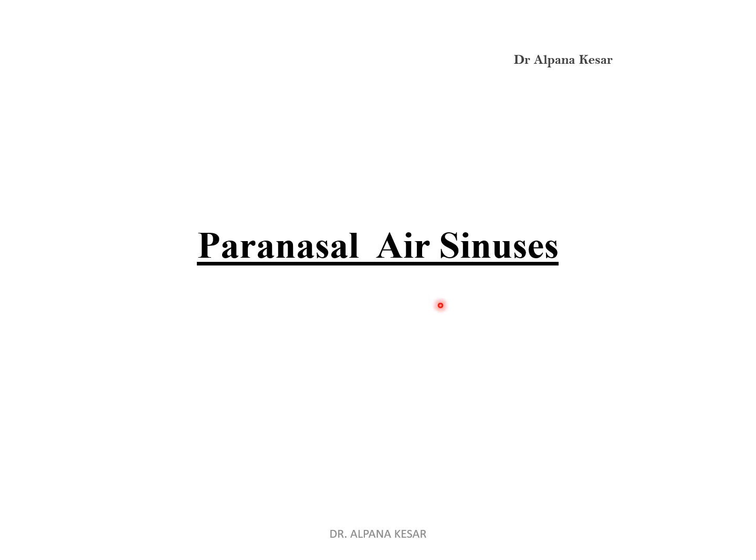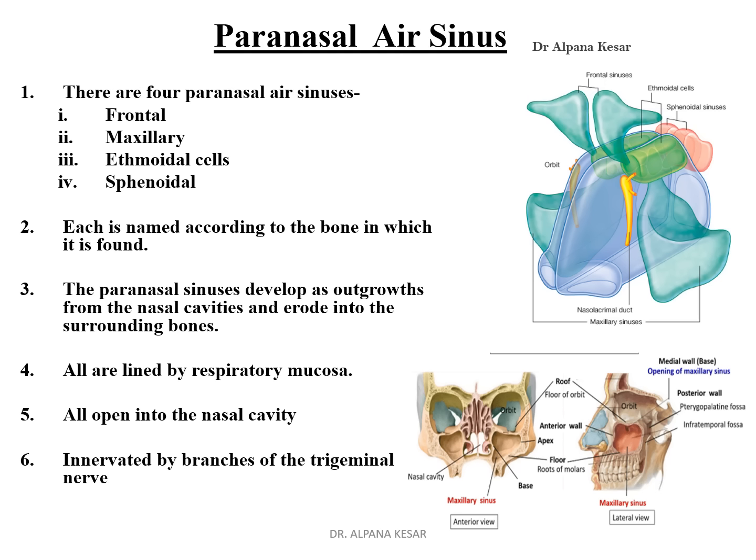Paranasal air sinuses. There are four paranasal air sinuses. They are frontal air sinus, maxillary air sinus, ethmoidal air cells, and sphenoidal air sinus. In this visual, this is the nasal cavity, and the air sinuses present around it are maxillary air sinus, frontal air sinus, ethmoidal air cells, and sphenoid air sinus. All these sinuses are named according to the bones in which they are found.